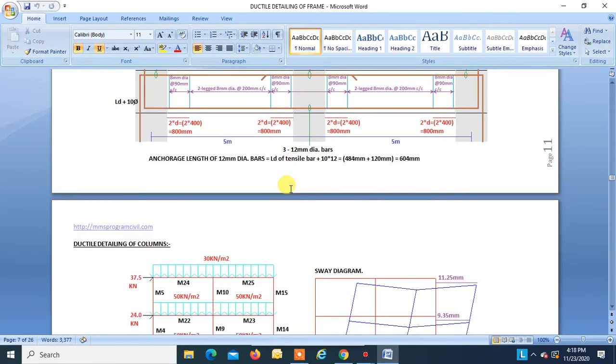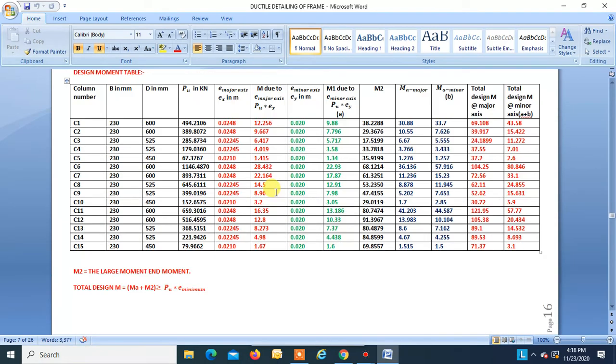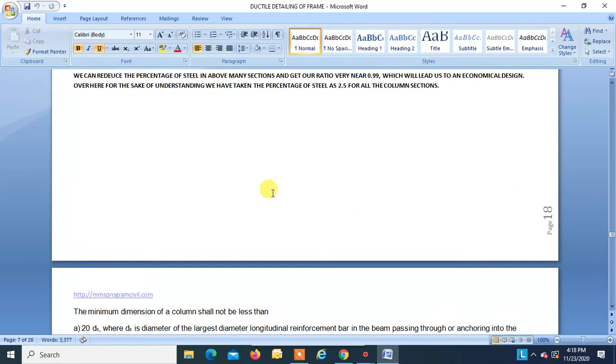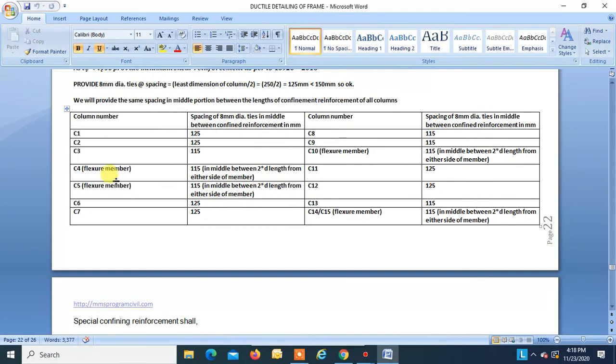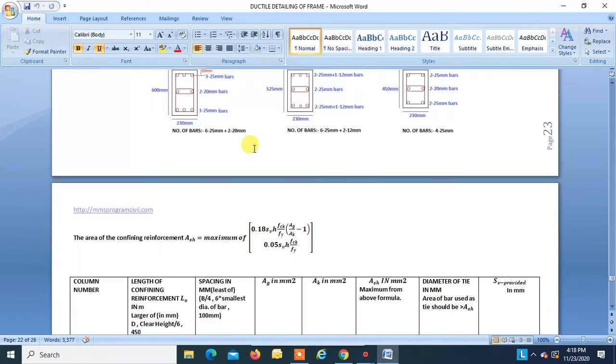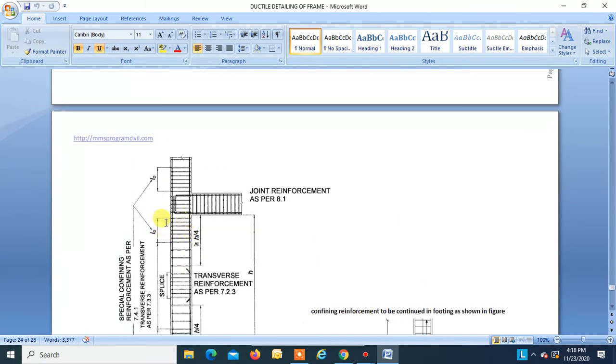So we will be providing the spacing of ties in that portion when the member is designed as a flexure member, right? So in this case I have written over in middle between the 2D length from either side of the column. Okay, so I think I have made my point clear. So this is how we found the spacing of ties in the middle portion, that is this portion, right?